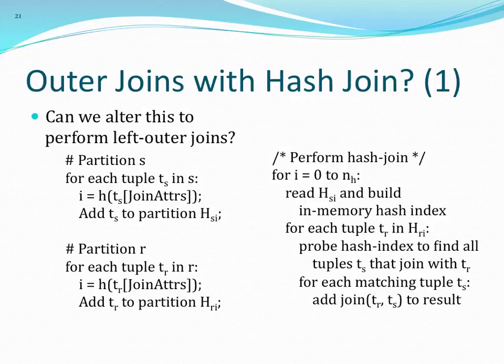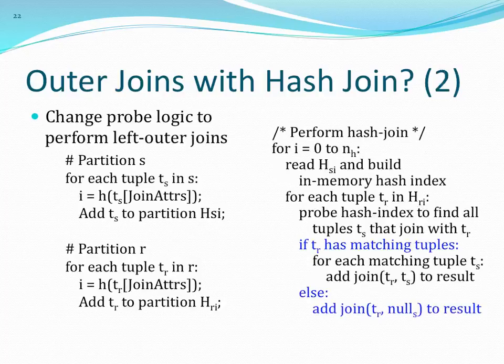Let's see, outer joins with hash join. Well, we already talked about this, right? When we're in our probe phase, we already built the index against the build relation, which is HSI. In this case, we have our in-memory hash index, and we are probing it. If we have a probe and it doesn't match anything, well then it's really easy to do left outer join. If TR has matching tuples, then I go ahead and generate the join results. Otherwise, I just pad nulls and out the door. Okay.